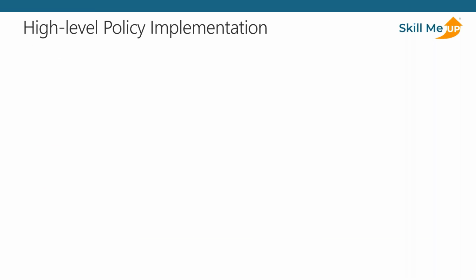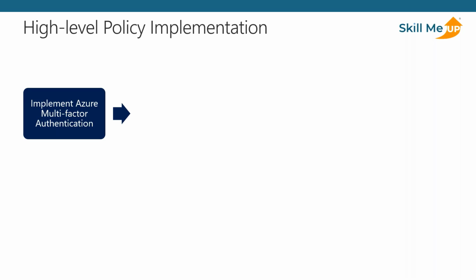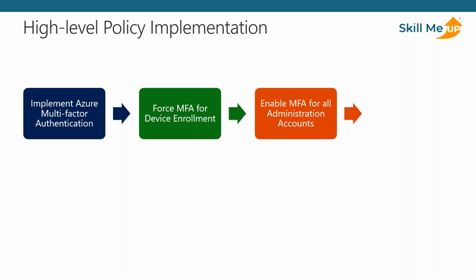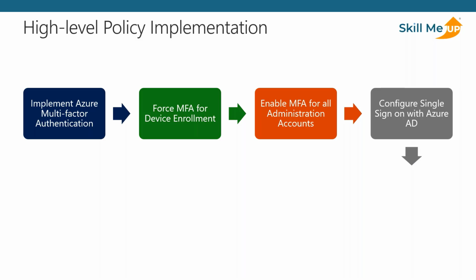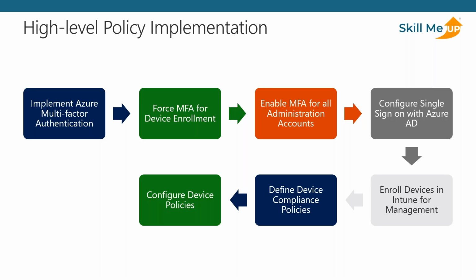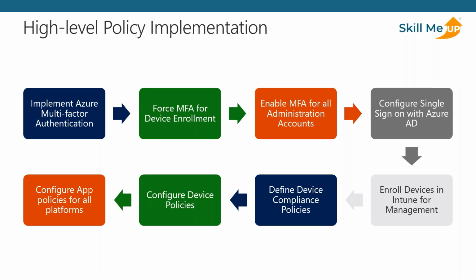So from a high-level policy implementation, you're first going to implement multi-factor authentication. That's step number 1. You'll then force multi-factor for device enrollment. Then enforce multi-factor for all admin accounts. Then configure single sign-on with Azure AD. Enroll devices for Intune for management. Then define device compliance policies, configure those device policies, and then configure app policies for all the platforms. So from a high-level implementation perspective, you will perform each of these tasks.